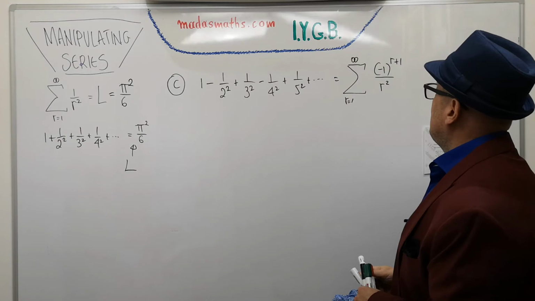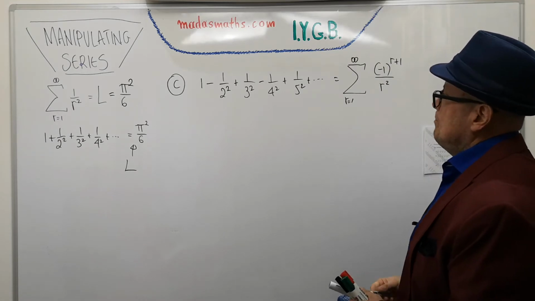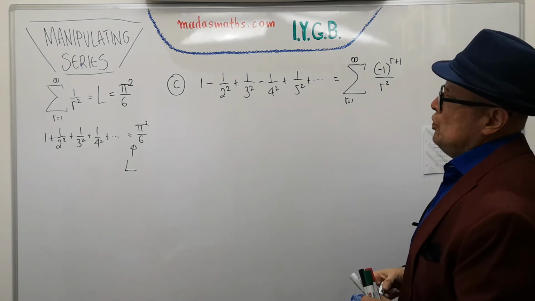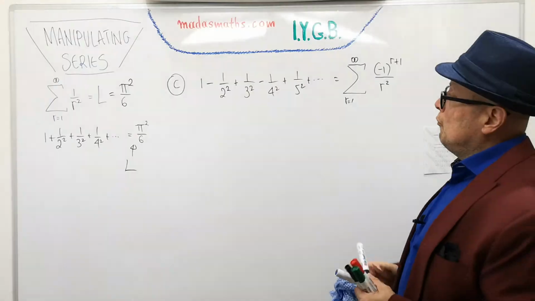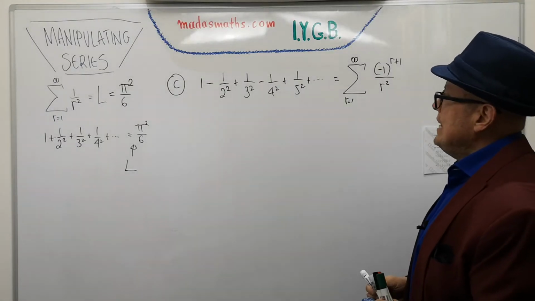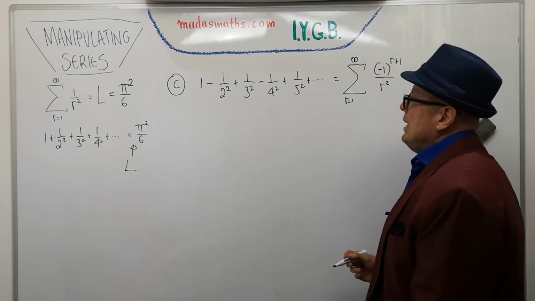Does that actually help us as we have it up there? Perhaps not. What can we do? Maybe we can use some of the results on part A and part B that we have already established. So what can we actually say?